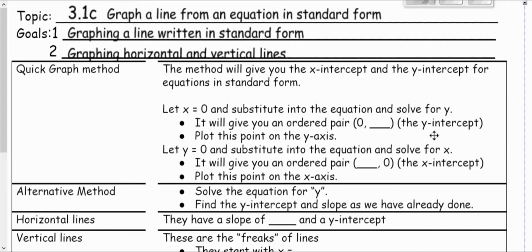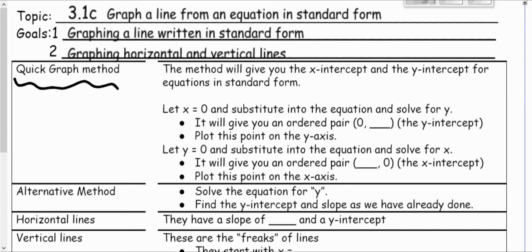In this lesson, we are going to talk about graphing a line from an equation in standard form. And then we are also going to talk about graphing horizontal and vertical lines. So those are your flat lines as well as your straight up and down lines. So let's start by talking about the quick graph method.